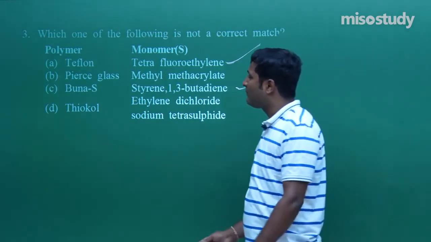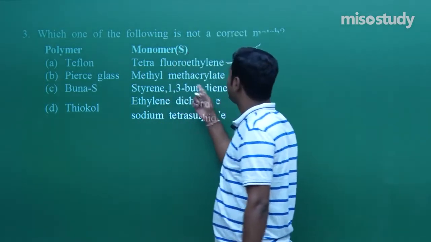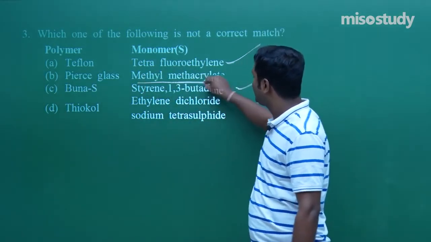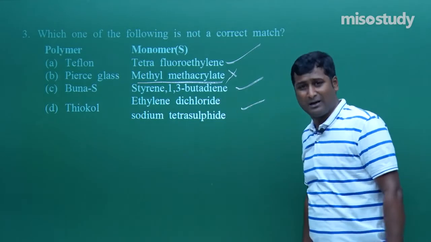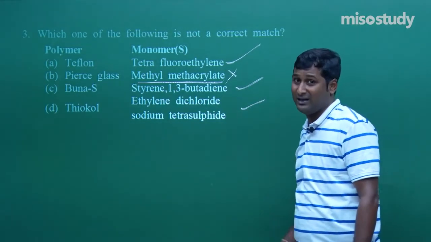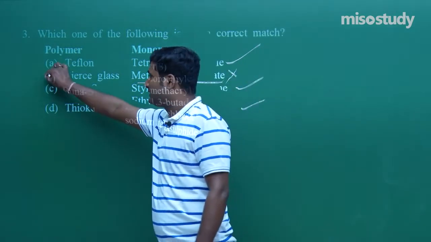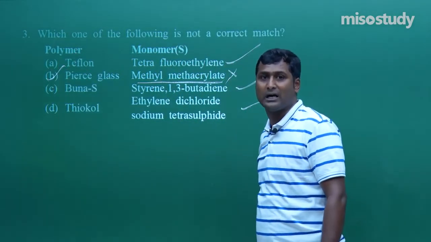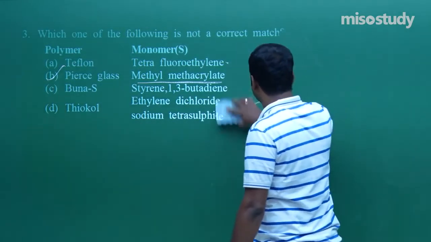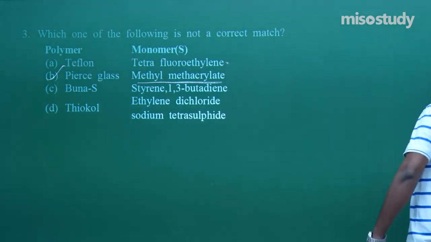But if I talk about Perspex glass, methyl methacrylate is not a correct combination. So for this question, what will be the correct option? It is very, very simple. For this question, B is the correct option. Clear to you? Now I am going to rub this part and we'll move to the next question.